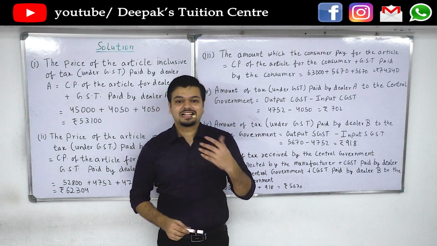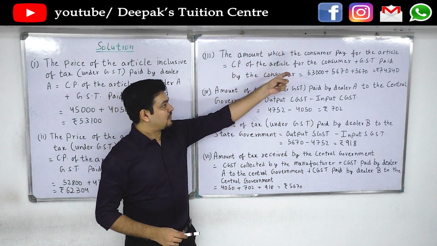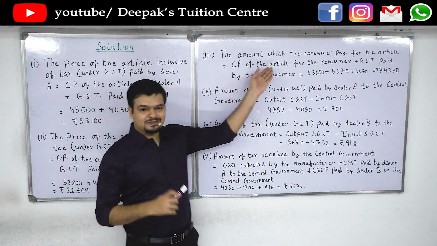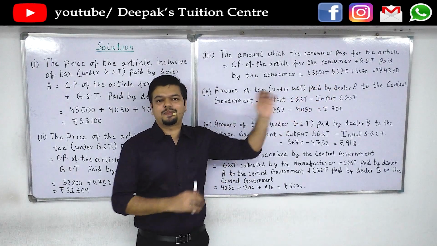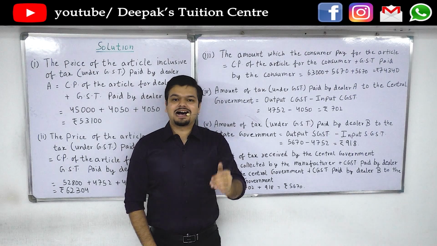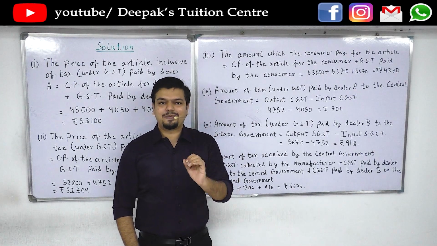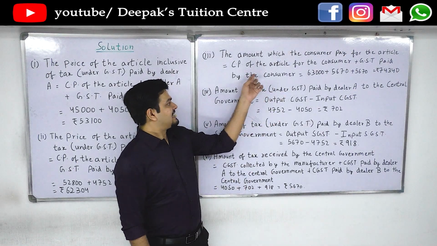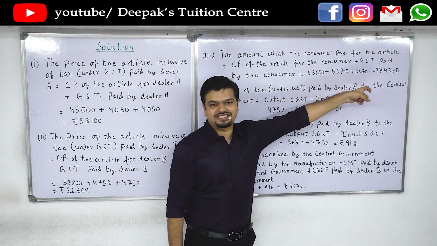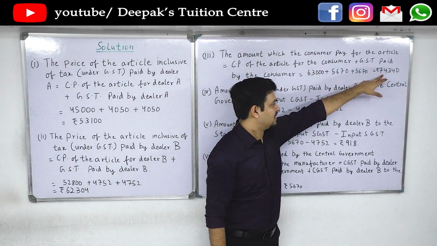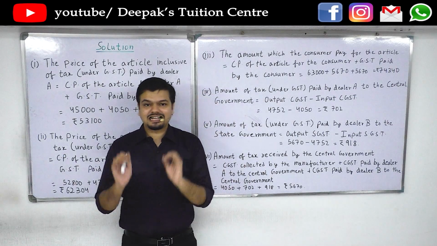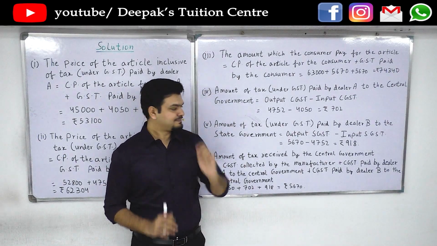Third question asks the amount which the consumer pays for the article. The consumer pays the cost price for the consumer plus GST paid by the consumer. GST paid by the consumer is equal to the output GST collected by dealer B. So therefore, the cost price is 63,000 plus 5670 plus 5670. So that totally amounts to rupees 74,340. That is the total amount that the consumer pays for the article.